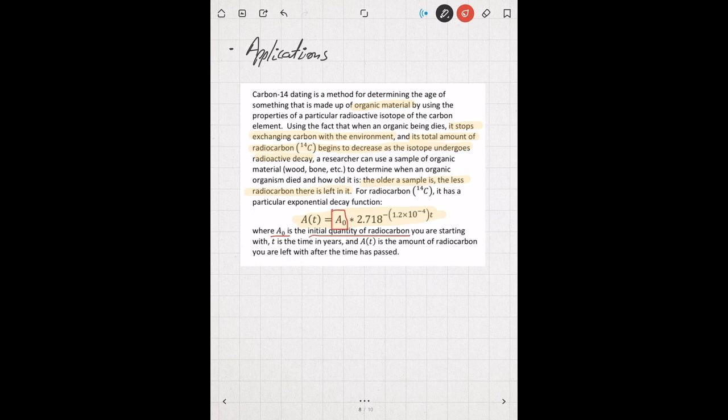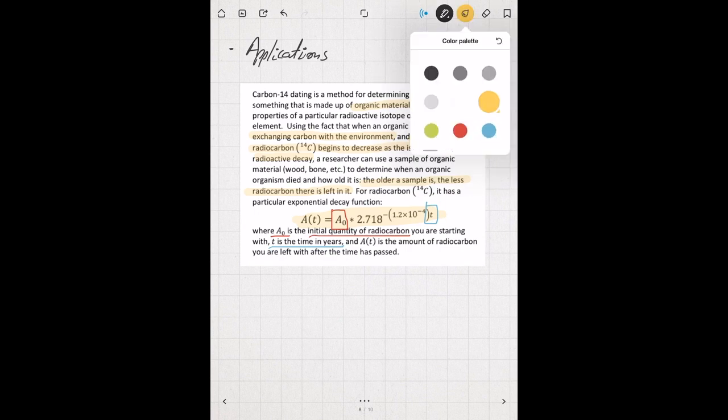So whether this organism was some animal, or some specific type of plant or tree, it's going to have a certain amount of radiocarbon it starts with when it immediately dies. Then it will start to decrease from there, and it decreases over time. So t is the time in years that it's been dead. That's how long it's been since the organic being died, and it's measured in years.